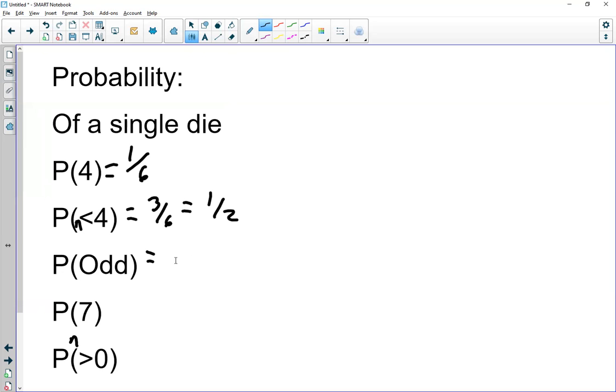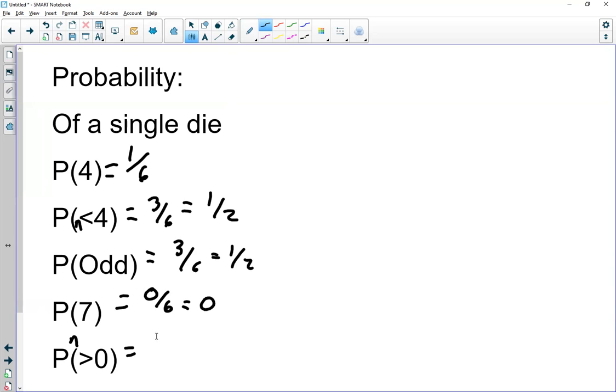Yeah, exactly. Odd: how many odd numbers do you have? You have 1, you have 3, you have 5. So that's 3 out of 6. Again, 1/2. If you want to change to percents, that's fine, but you just leave it as a fraction. 7: when you roll a die, there's only 1, 2, 3, 4, 5, 6. There's no way you could get a 7. So 0 out of 6, which is 0.